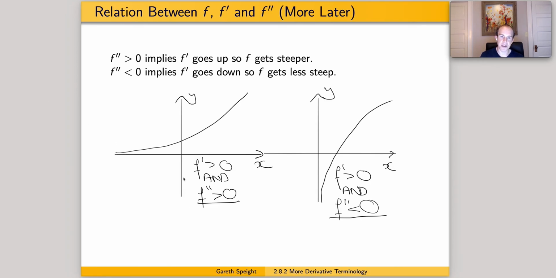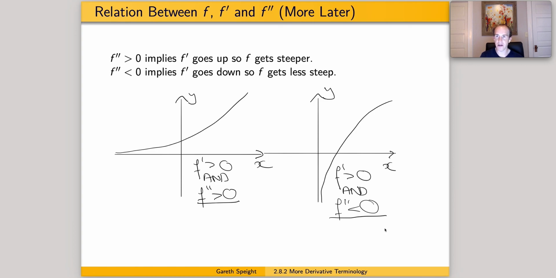In both of the pictures, the graph of f is increasing. The graph of f is going up, so the first derivative is bigger than 0. But in the first picture, the graph of f is getting steeper and steeper, whereas in the second picture, the graph of f is leveling out. So in the first case, the second derivative is bigger than 0. In the second case, the second derivative is less than 0. So what the graph of f looks like depends not only on the first derivative, but also on the second derivative. You could have very different shapes.